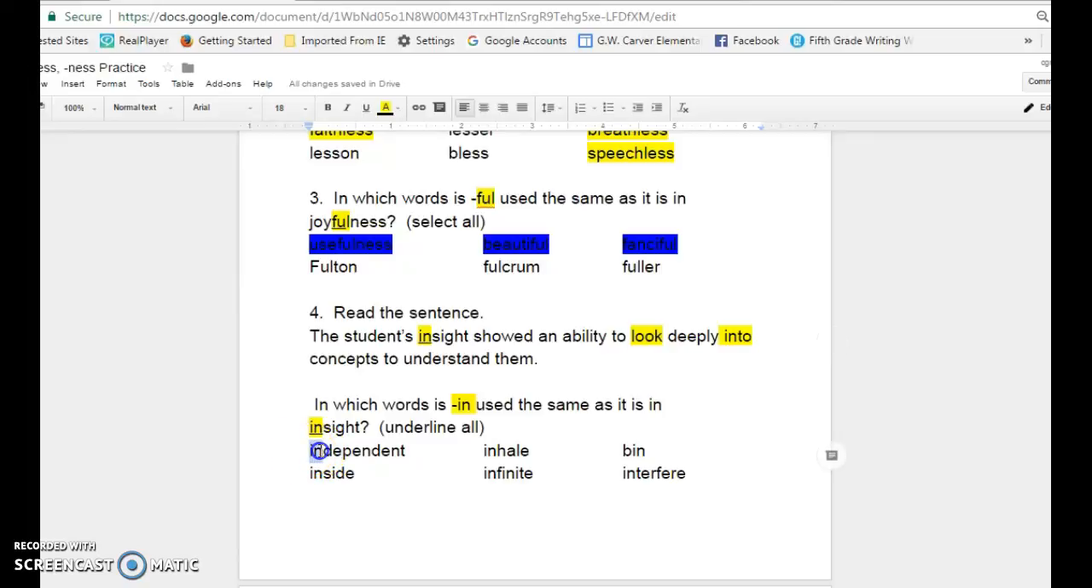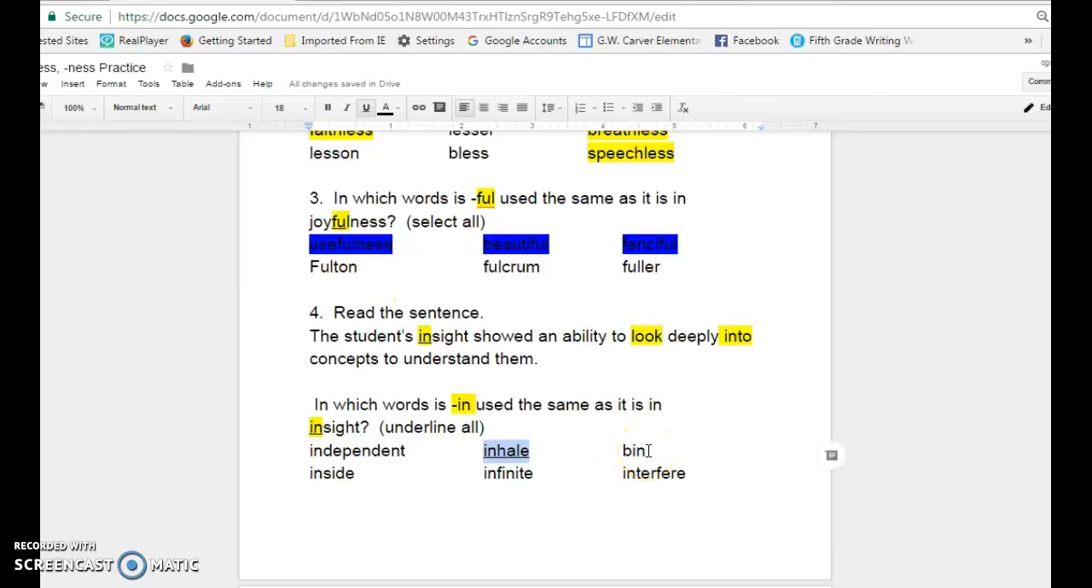So let's look at these. Independent, does that mean looking into dependent? No, it means not dependent, so we will not select that one. Inhale, does it mean that something is coming in? Yes, inhale, right now you are breathing in, okay? So we need to underline that one as one of our choices.